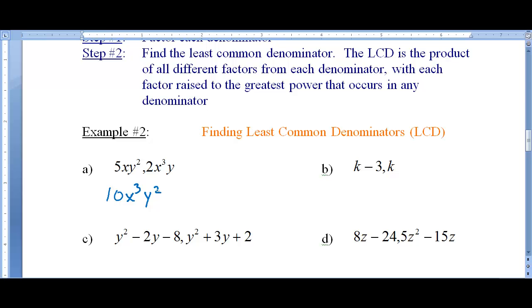Our next example, we have k minus 3 and k. To find our LCD for these two factors, all we do is actually multiply the two factors together. So our LCD would be k times the quantity k minus 3.